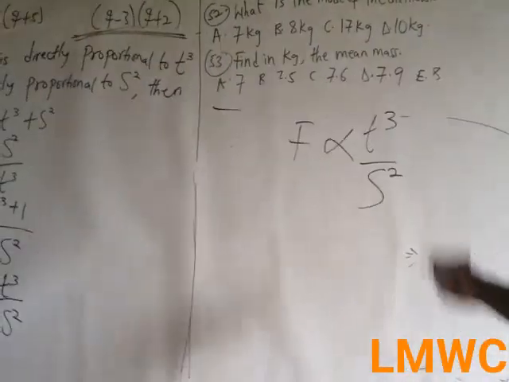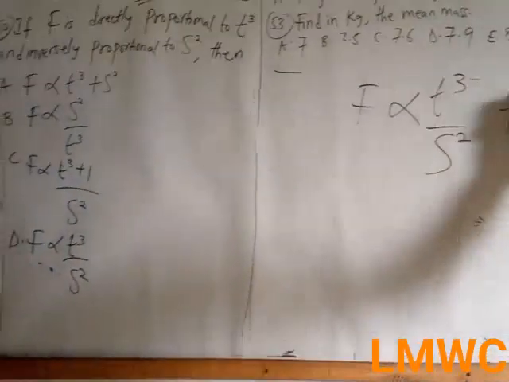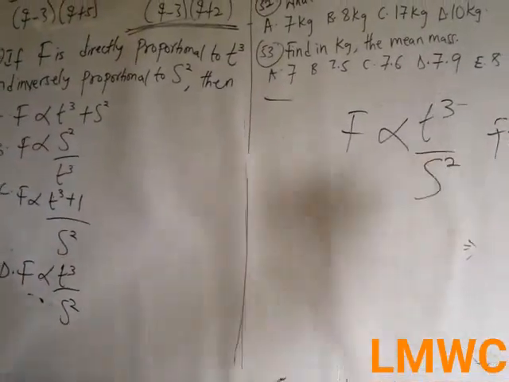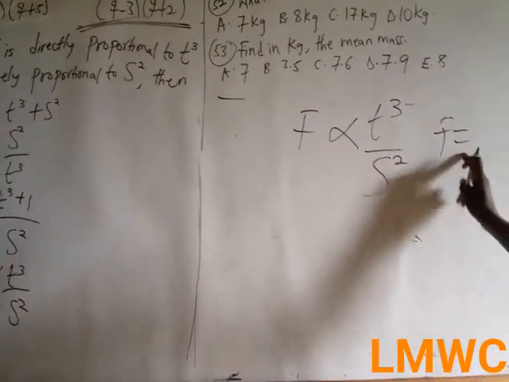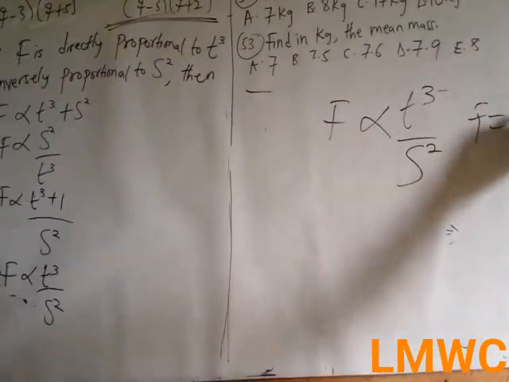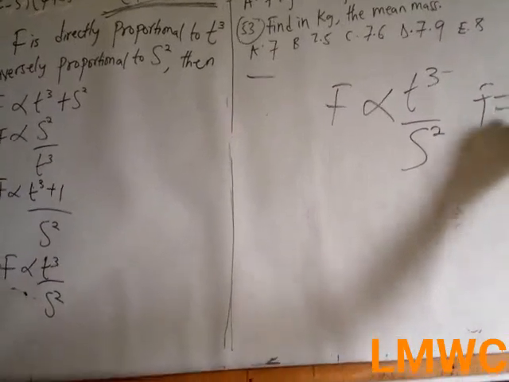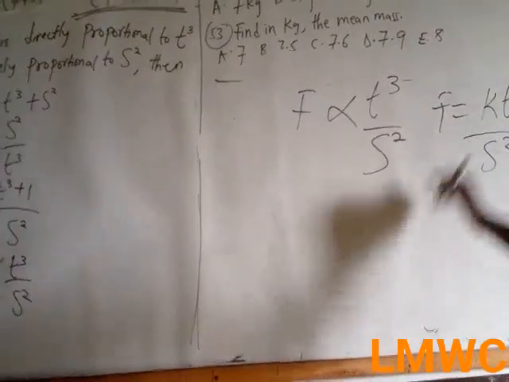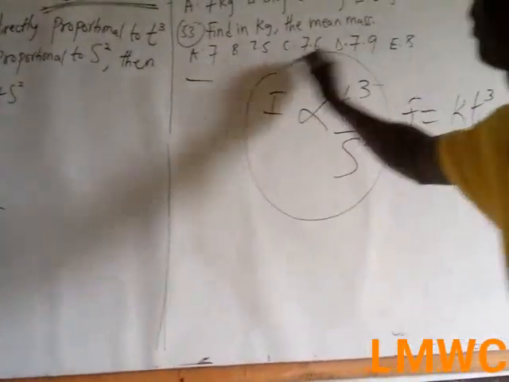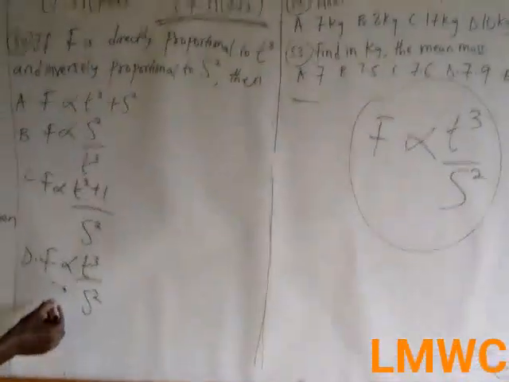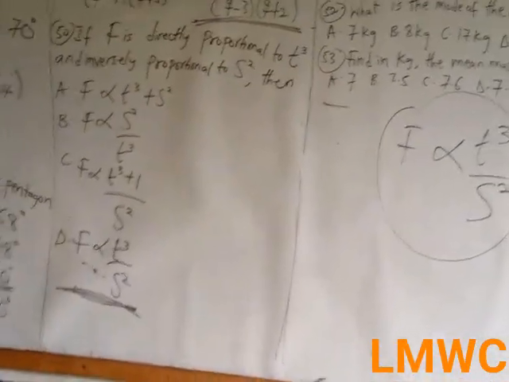And for variation, we have the constant of proportionality. I will introduce it here. Once I bring in the equal sign, it becomes F is equal to K T cubed over S squared, where K is the constant of proportionality. But now they want this one. The formula is G, T cubed over S squared.